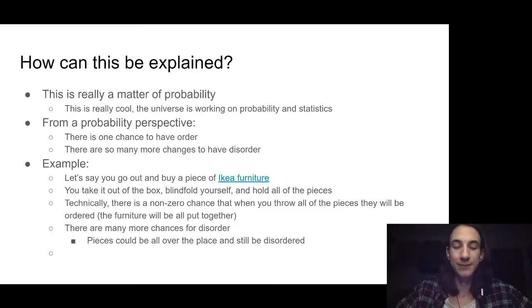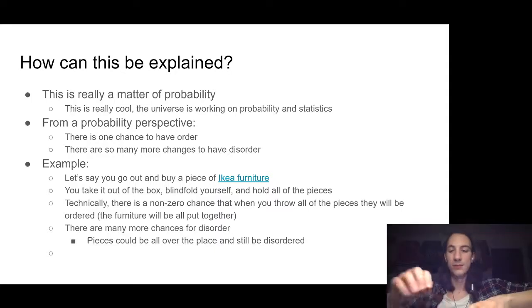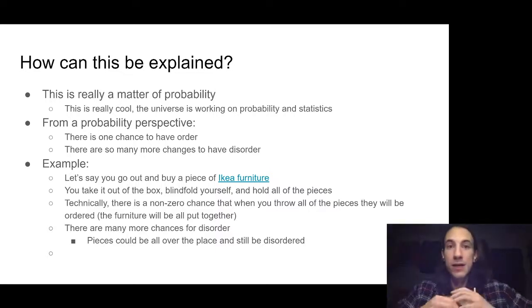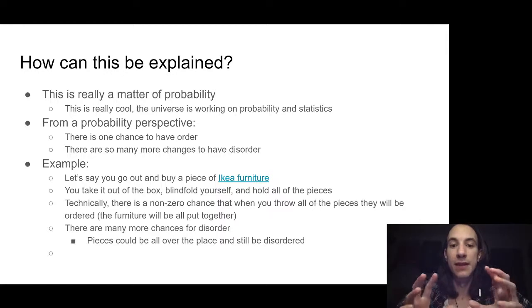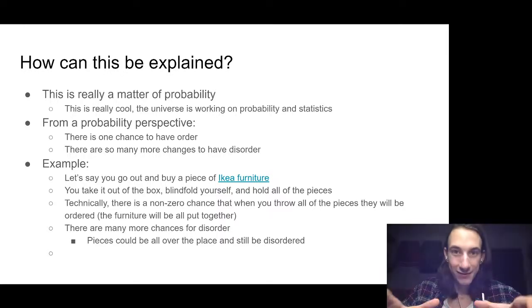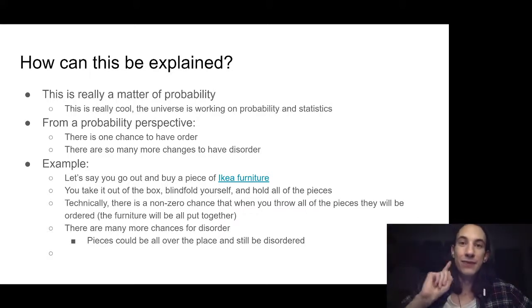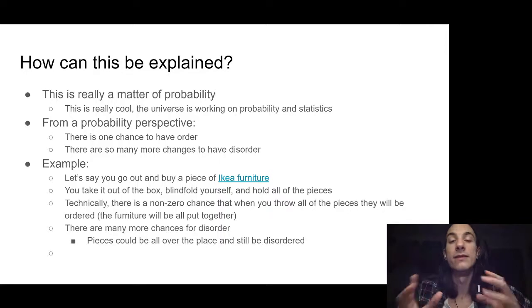But more likely, all the pieces would be on the floor, and there are lots of ways that the pieces could be on the floor. I could have one piece there and one piece there, or that piece here and that piece there. There are so many more chances of disorder. There are so many more ways that we can put this not together. If the pieces are just scattered around the floor at different locations, that's technically not put together. There's one chance for order, and there are so many more chances of disorder. So our pieces could be doing whatever they want that's disordered.